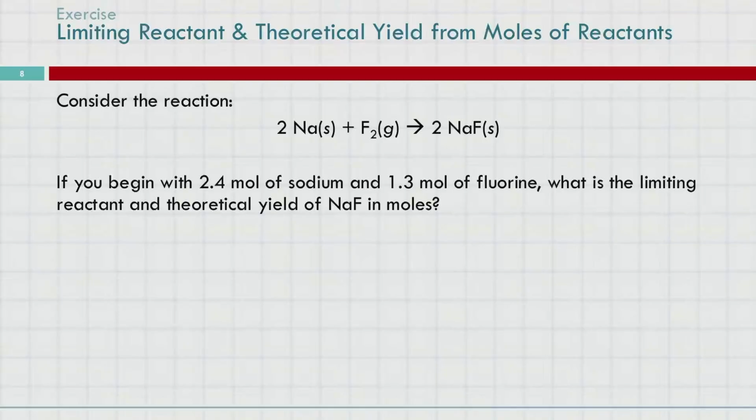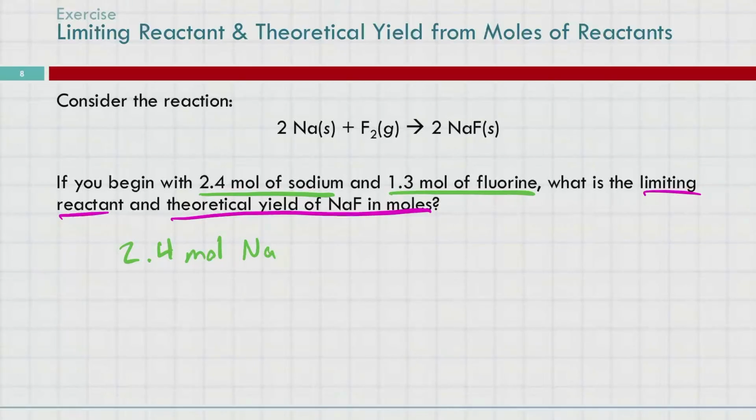All right, coming back after the pause. We are beginning with the two numbers that we were given: 2.4 moles of sodium, 1.3 moles of fluorine. And we want to find the limiting reactant and also the theoretical yield of sodium fluoride in moles. So starting with our 2.4 moles sodium, our ratio for sodium to sodium fluoride is 2 to 2. We'll get out 2 sodium fluorides for every 2 sodiums that we put in.